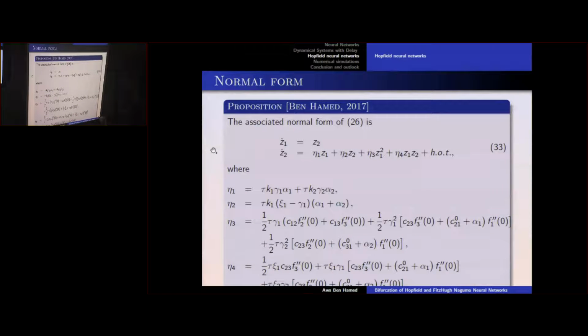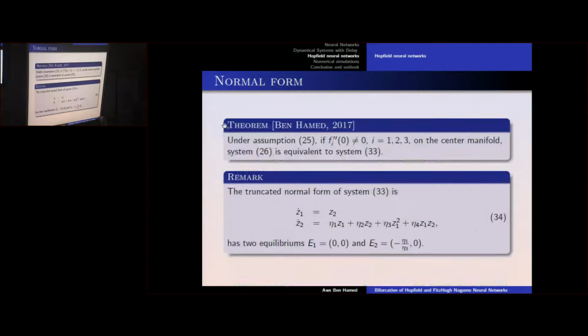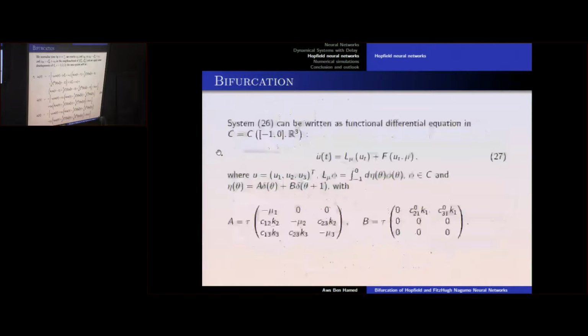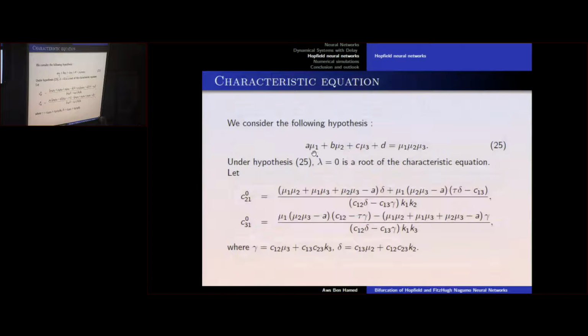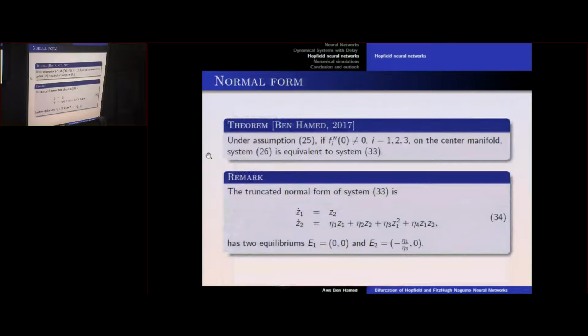We have here our first proposition. The associated normal form of system 26 is given by Z1 point and Z2 point, where eta 1, eta 2, eta 3, eta 4 are given and depend on the parameters of our system: K, alpha, gamma, C12, C13, C23, C310, C210 also. Under assumption 25, just to remind you, this is assumption 25, if the second derivative of Phi at 0 is different from 0, then the center manifold of system 26 is equivalent to system 33, and the truncated normal form of system 33 is given by this system.